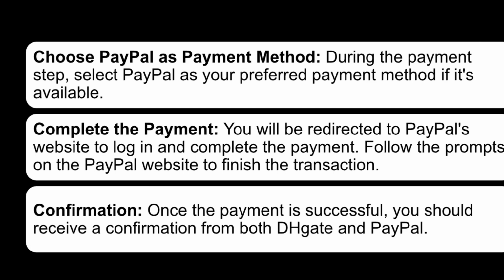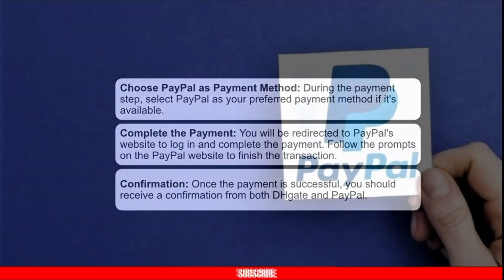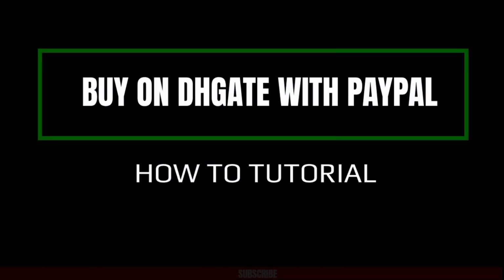Now you will be redirected to PayPal's website to log in and complete the payment. Follow the prompts on the PayPal website to finish the transaction. Once the payment is successful, you should receive a confirmation from both DHgate and PayPal. That's all. That's how you will be able to buy on DHgate with PayPal.